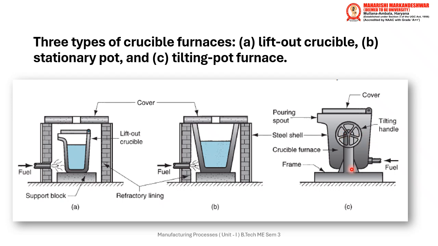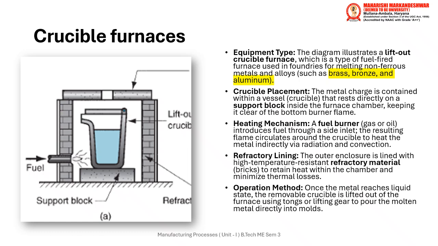Then this is a tilting pot furnace where we have the mechanical arrangement for tilting the liquid outside, and these all components are same, but their mounting and their rotating are different. So this is a crucible furnace explained here. Equipment types, what type of metals can be melted and formed, and how the heating mechanism takes place. What is a refractory lining? So how the high temperature of the refractory attains within the chamber.